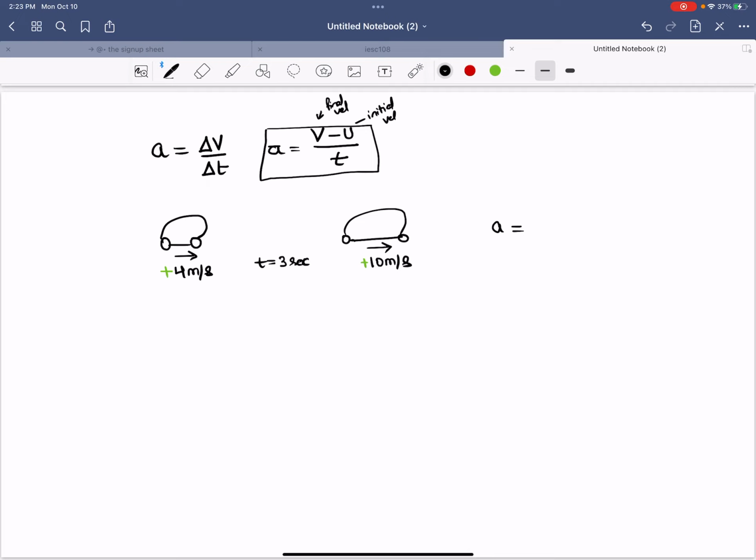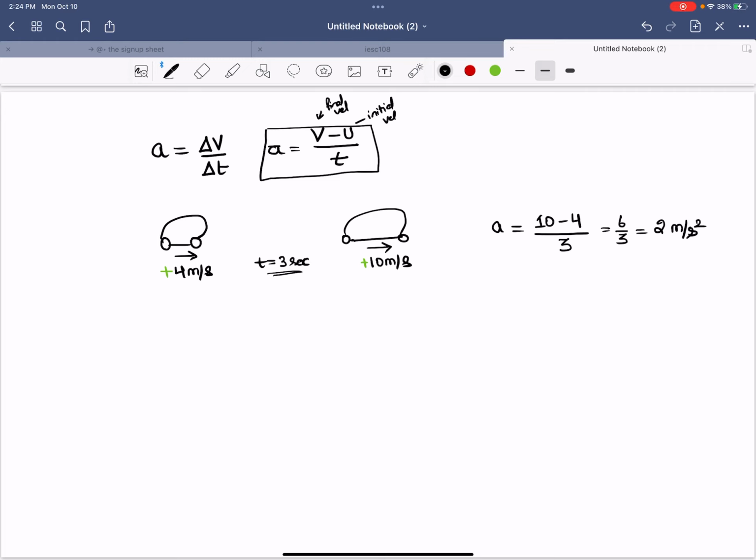Acceleration is final velocity minus initial velocity. So the final velocity is just positive 10, minus the initial velocity, which is 4, so minus 4. Divide that by the time it took, 3 seconds. 10 minus 4 is 6. That's 6 divided by 3. That's just 2. Again, meter per second square. Be very careful about the units. That's how much the acceleration is in this case.